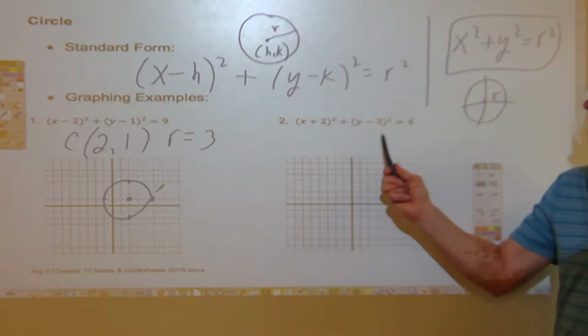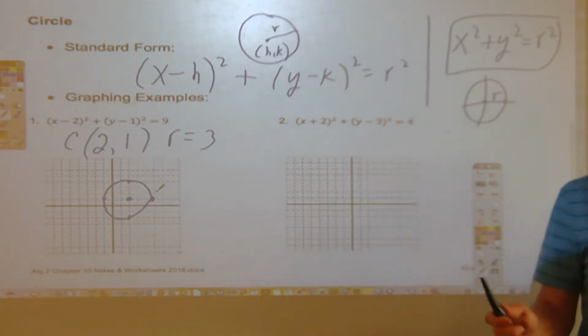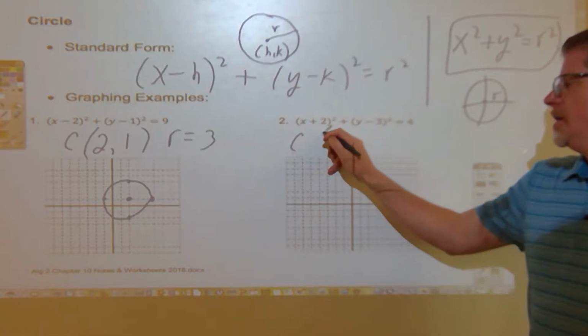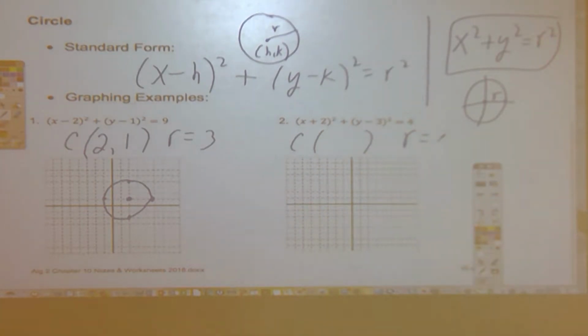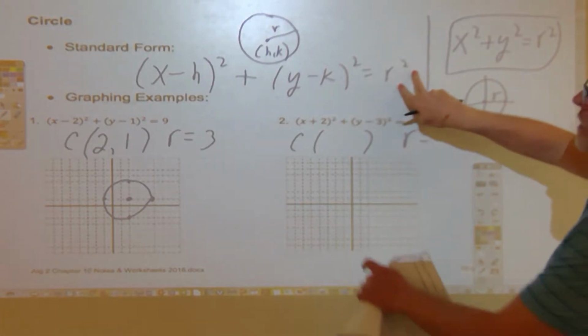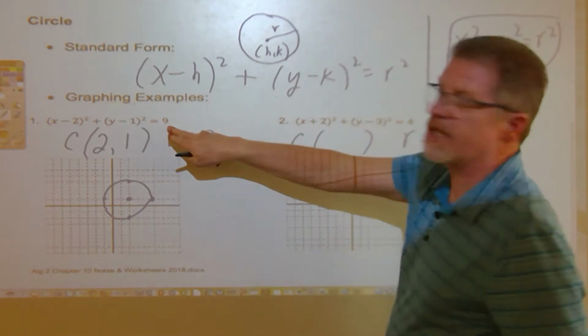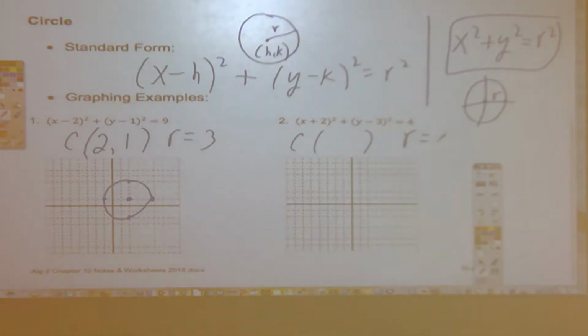Would you please attempt problem number 2 on your own? Document the center and the radius, and then sketch your graph. How do we get r equals 3? Well, see that r squared? This number is always r squared, so you just take the principal square root of that number. That'll give you the radius. So please try number 2 on your own.